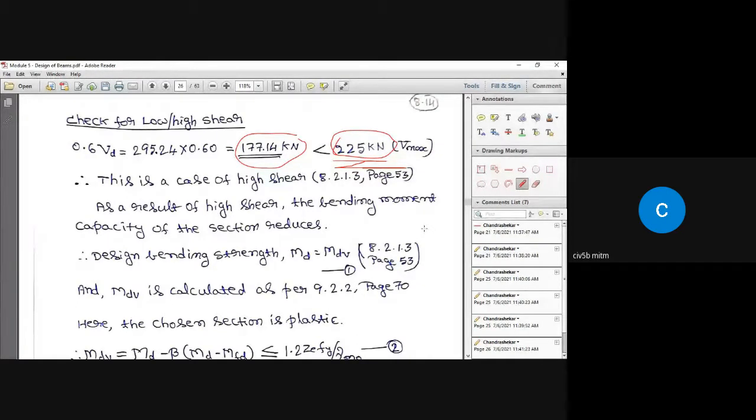Is it clear to you? So if it is the case of high shear, the code says look at the code book: design bending strength under high shear as defined in 9.2 of the code. So go to 9.2 of the code. That is on page 70. Please go there.